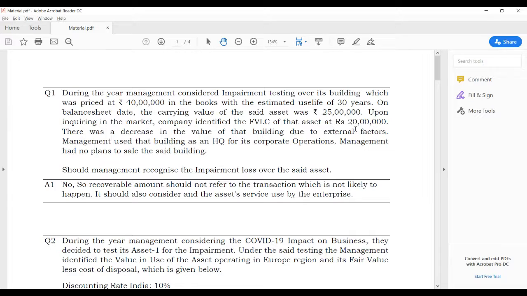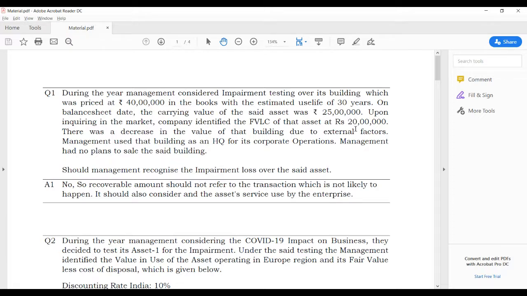So fair value is 20 lakhs and the carrying value in the books is 25 lakhs. Also, management has an intention that it will continue using this building and will not buy any other building for the HQ operations and will not sell these buildings. In that case, I am not supposed to recognize the impairment loss.